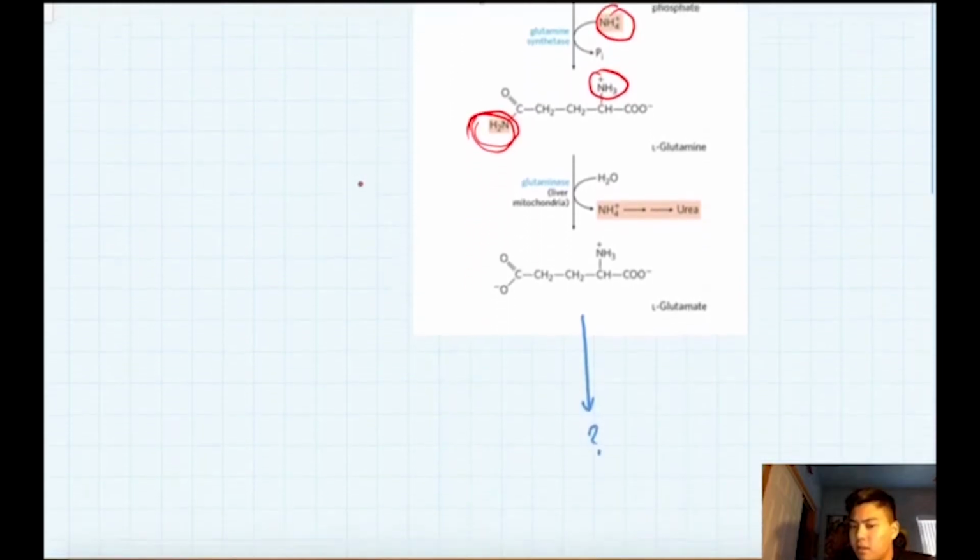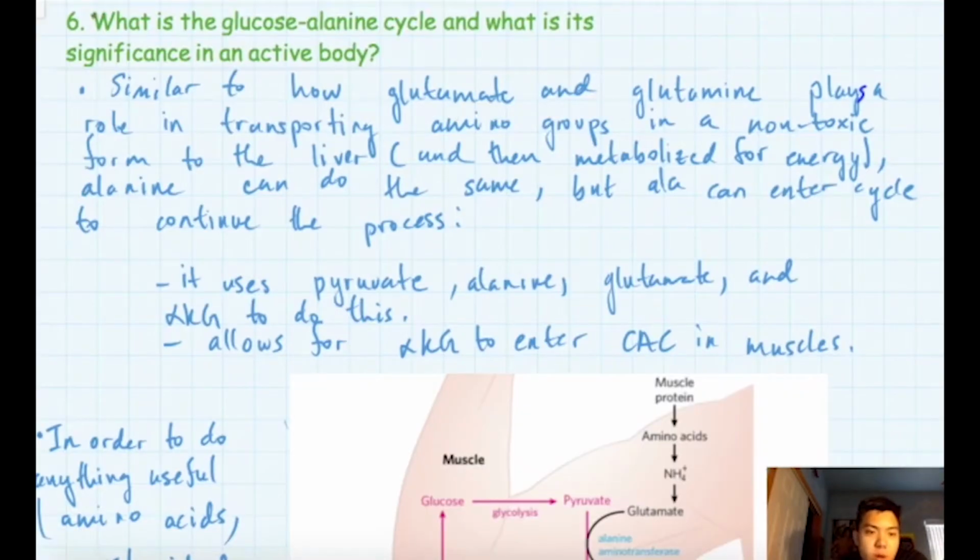Hopefully that makes sense. All right, so we're gonna jump to objective 6 here, guys, because I like this order that I'm doing it in. It makes more sense to me chronologically than the order that was presented to us. So I think we did like 1, 2, 3, and now we're doing 6. What is the glucose-alanine cycle, and what is its significance in an active body?